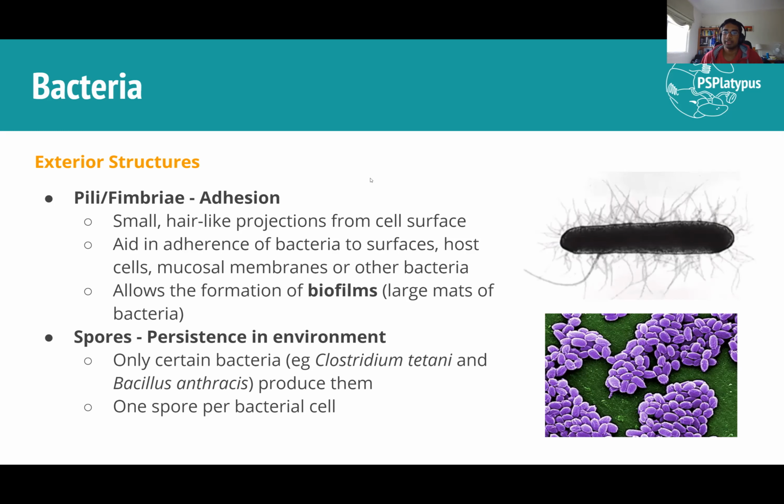And we've also got spores here. So basically only certain bacteria produce spores. They're more common with fungal infections, but the bacteria that do produce spores are usually quite well known. So Clostridium tetani and Bacillus anthracis, so anthrax, they both make spores. You can only make one spore per bacterial cell, and it allows it to survive in an environment where it normally wouldn't survive, and then reactivate, come out of hibernation, as it were, later.